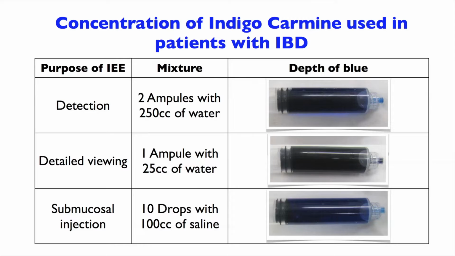Varying the concentration is important depending on the indication. For example, if the solution is too concentrated when spraying the entire colon, then it can make the colon dark and impair inspection. The corollary is when selectively spraying indigo carmine on a lesion for detailed inspection. If the solution is too weak, then it does not enhance visualization or contrast.